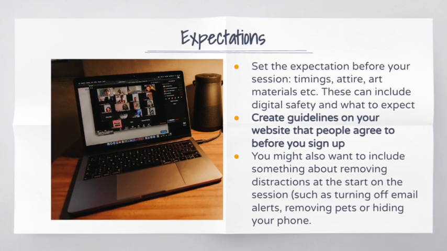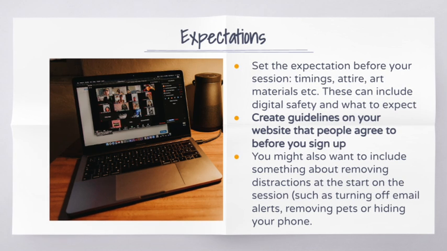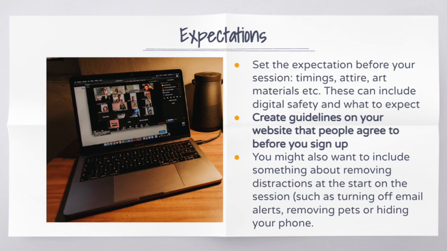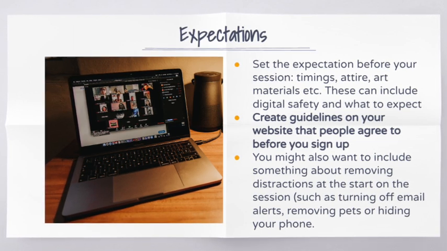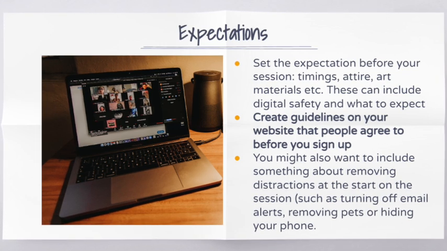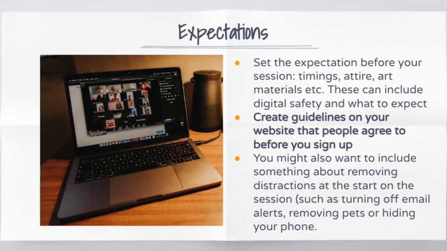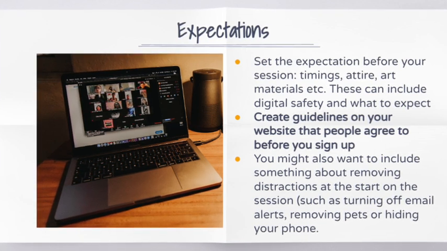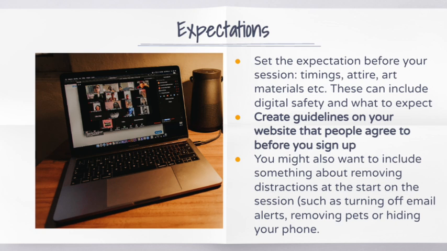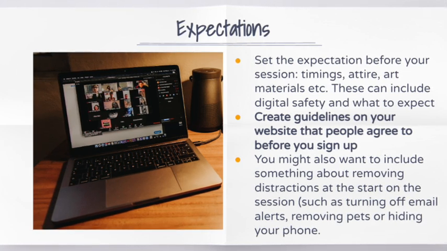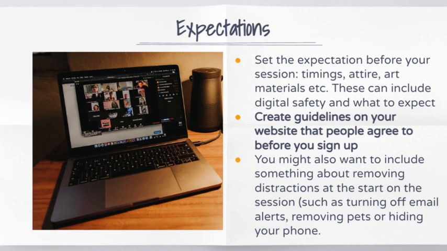Set the expectation before your session, which could be in emails or posts reminding people about your online session, encouraging people to take steps that will help them have as few distractions as possible. For example, say, when connecting, please join from the quietest place with the strongest internet connection possible. If possible, wear headphones or a headset during the session. With digital safety and what to expect, you might want to include something about removing distractions from the start of sessions, such as turning off email alerts, removing pets, or hiding your phone. So this is all part of building the group norms, which we're going to talk about as well.